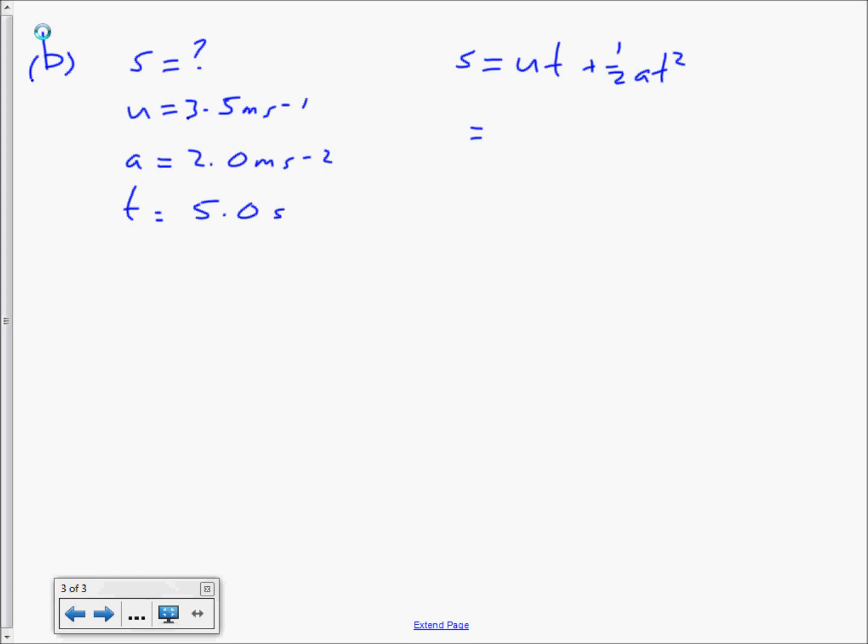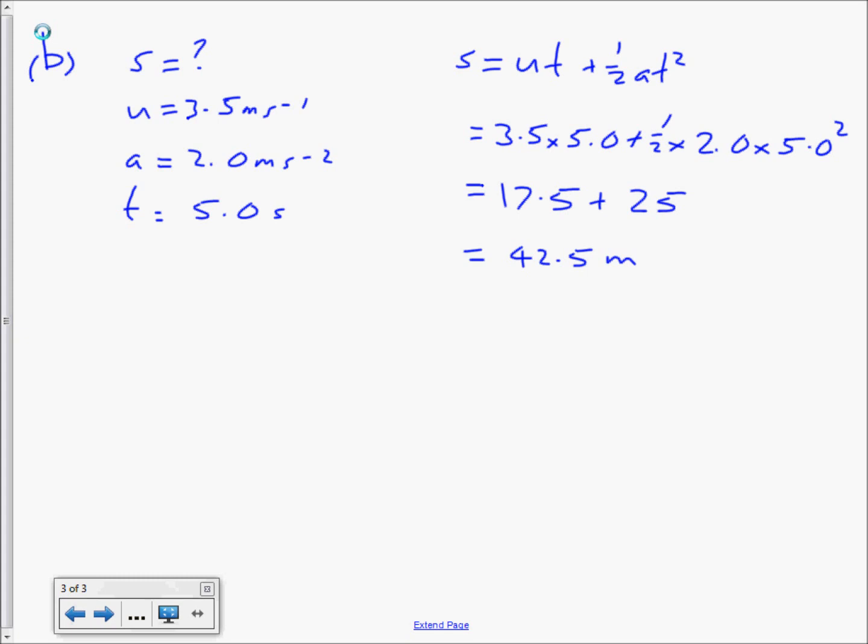All right, so 3.5 times 5.0 plus 1/2 of, sorry, half of 2, apologies. Get it right, 1/2 of 2.0, the acceleration, times the time 5.0 squared. Right, 5 times 3.5, what's that, 15, 17.5, plus 1 times 5 squared, 25. So what do we get? That's what, 42.5.